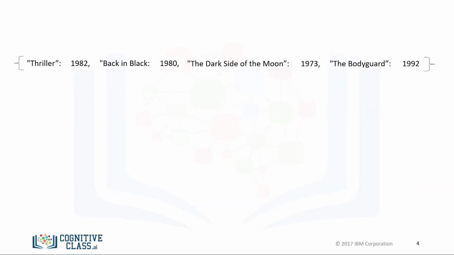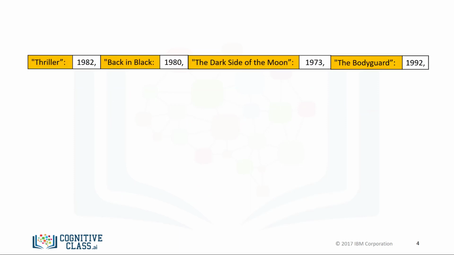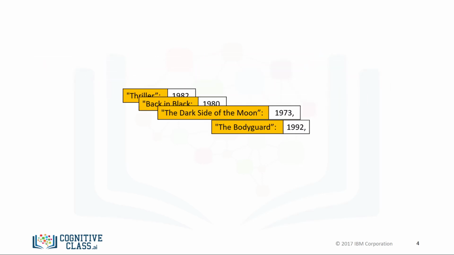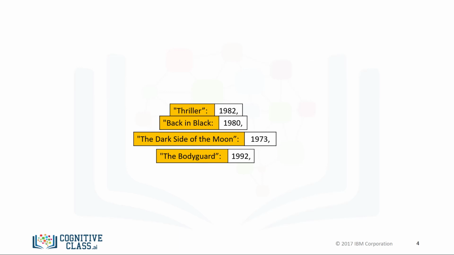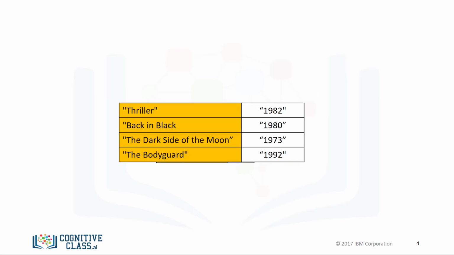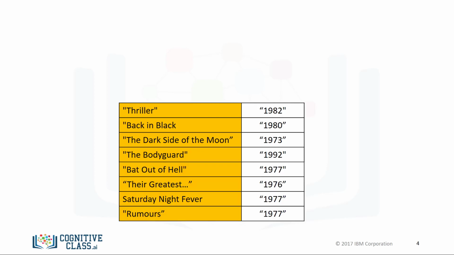Consider the following example of a dictionary. The album title is the key and the value is the release date. We can use yellow to highlight the keys and leave the values in white. It is helpful to use the table to visualize a dictionary, where the first column represents the keys and the second column represents the values. We can add a few more examples to the dictionary. We can also assign the dictionary to a variable.